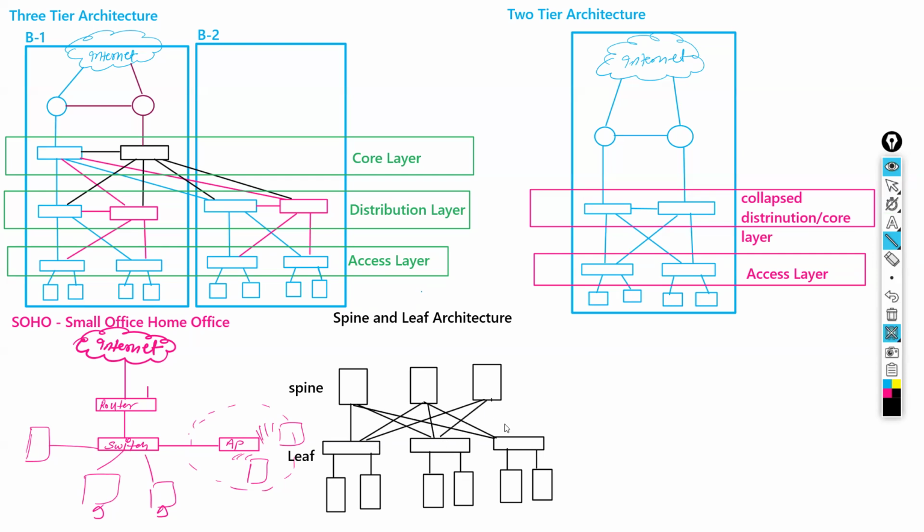here, and here. So you can easily scale this architecture. This is why this architecture is used in the organization and, sorry, in the data servers. And also here, what will happen? The latency will be very less.